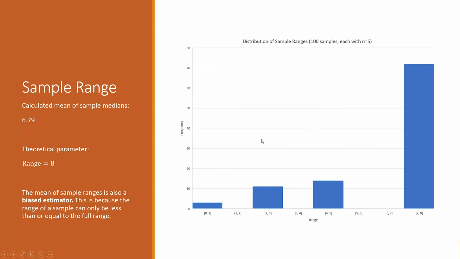Same for range. Range is another biased estimator. And that is because if you take a sample of your full data set, you will never have, well, you might have, but you will never have a bigger range. You'll almost always have a smaller range. And so the range can only go down, meaning this cannot form a normal distribution. Range does not make a good estimator. So don't do sample ranges. That's a typo there. I'll get that corrected.